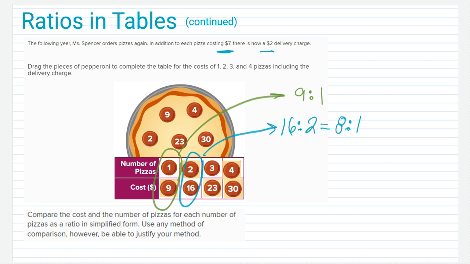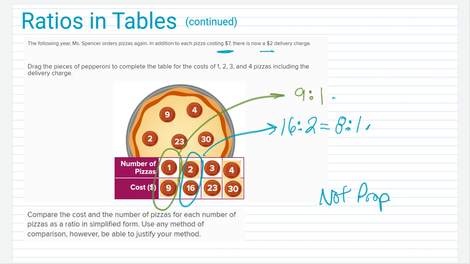So when we're going through these examples, we want to make sure that we're getting the same ratio from one set of numbers to the next set of numbers. And if it's not, then we would have to conclude that this isn't proportional. So this would be one that's not proportional. Okay, so ratios and tables, make sure you're paying attention to the order.